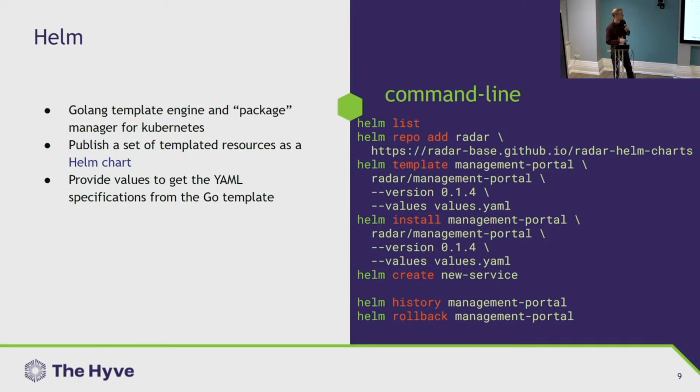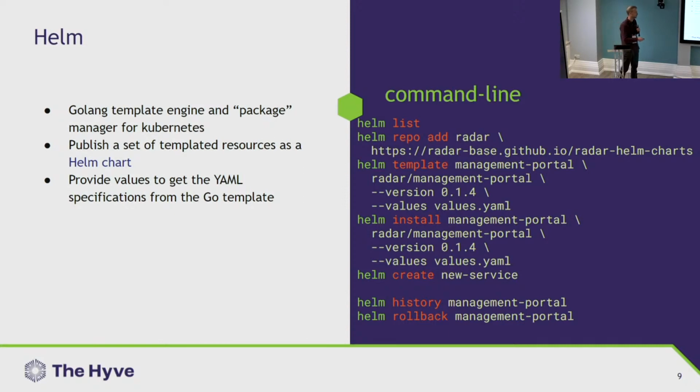Yeah, so from the command line, the first thing you can do is helm list. That just lists which Helm charts I am running at this point. You can add repositories. So this is the Radar Base, Radar Kubernetes, or Radar Helm charts. But you can add a lot of different repositories. There are a lot of Helm charts being published.